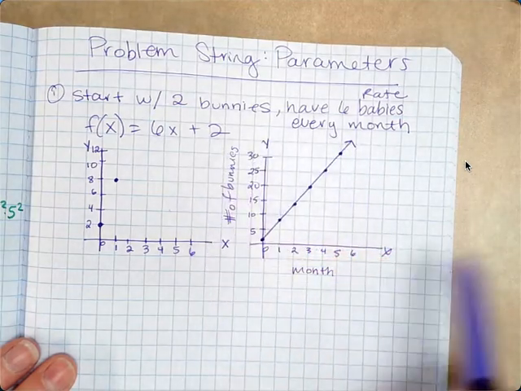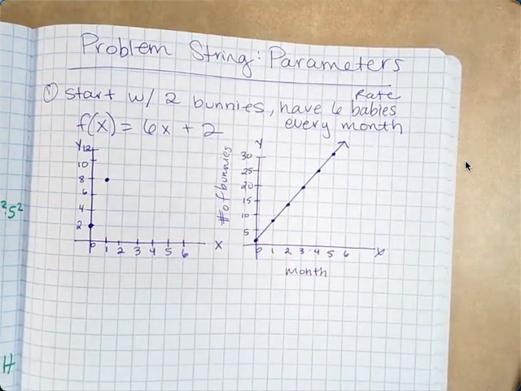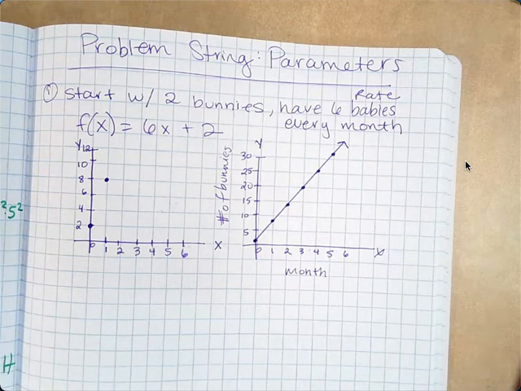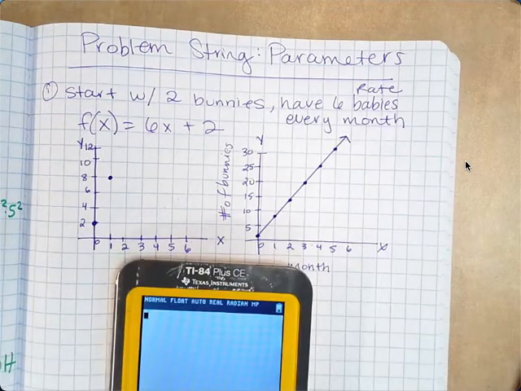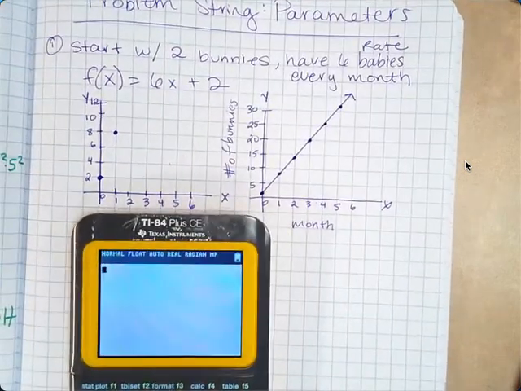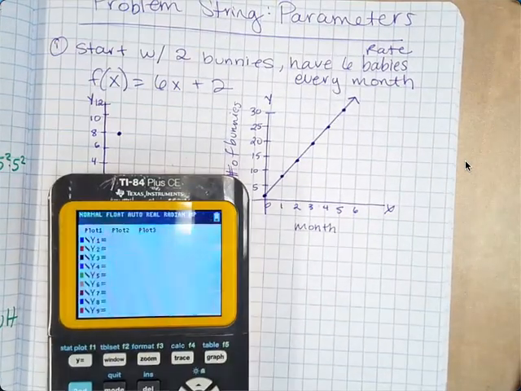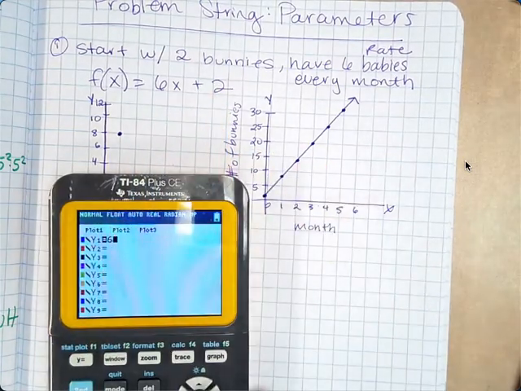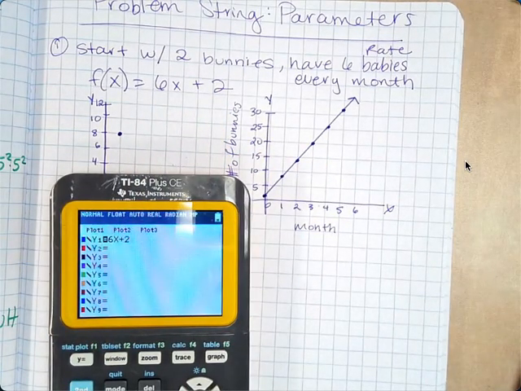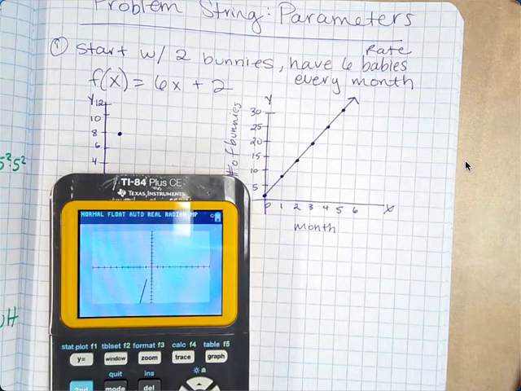Right, so we are going to put this in our calculator now. So get out your calculator after you draw your line. I'm going to clear out my memory because I have a lot of stuff in there from all the stuff we've been doing lately. So let's go to y equals, and let's put this function in. 6x plus 2. Put it into y equals.